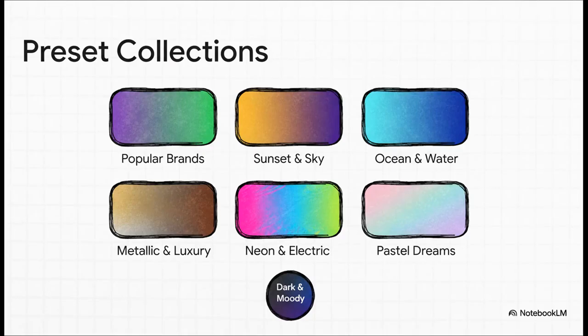And all of these presets are organized into these really cool themed collections. So let's say you're working on something for a luxury brand. You can just jump into the metallic and luxury collection. Need a vibe for a travel blog? The sunset and sky collection has got you covered. It's like having a whole library of ideas ready to go.